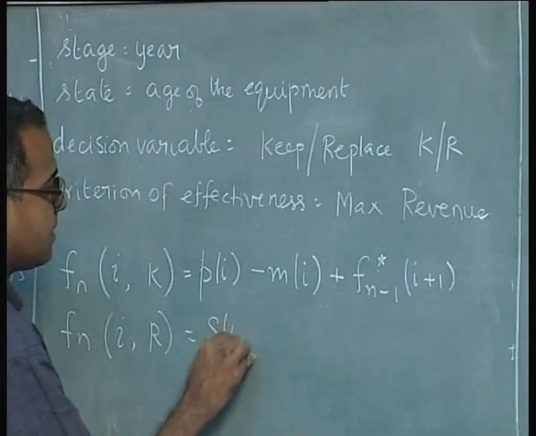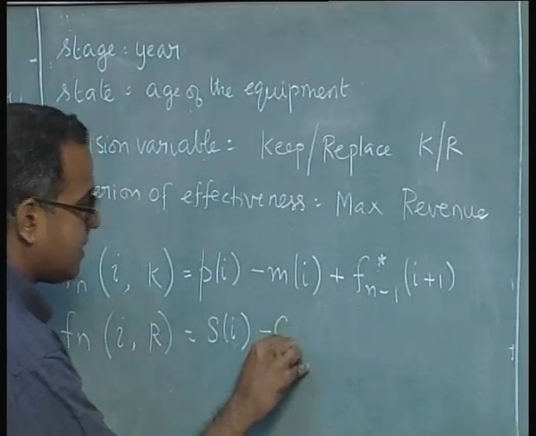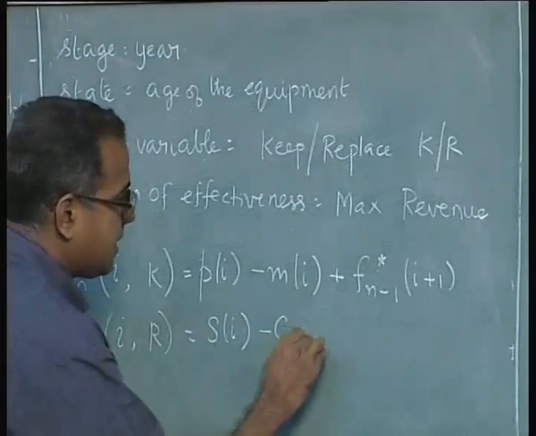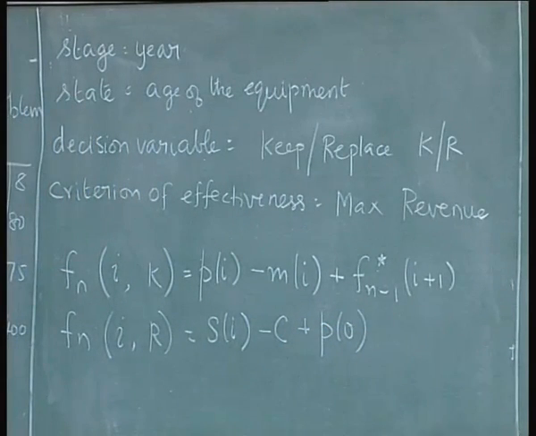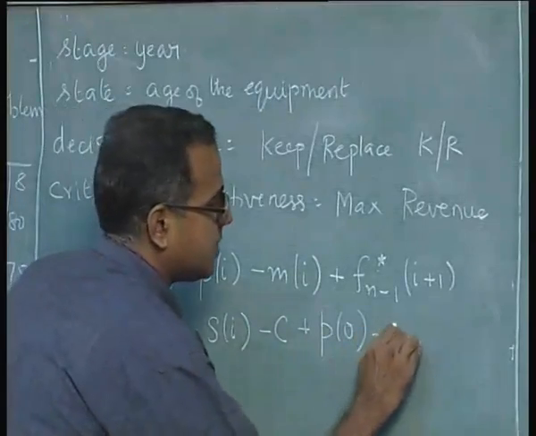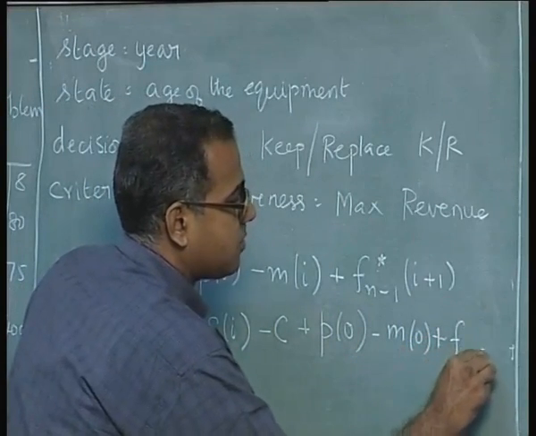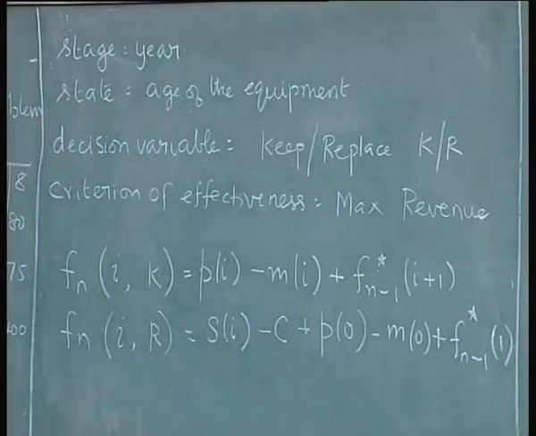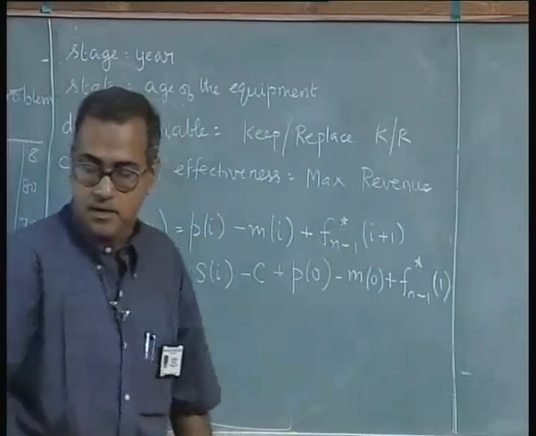I get S of I, which is the salvage value. I have to buy a new one, so minus C or S of 0, they mean the same. Now I have a new machine with age 0, so I have plus P of 0, the profit associated with the new machine. I have a maintenance cost associated with the new machine. And then at the end of the year I go back, so I have to make a decision Fn minus 1 star, but the age of the equipment is 1 at the end of the year. So I have Fn minus 1 star of 1. So these are the recursive relationships with which we will work, and then we will make a table and proceed with our calculations.